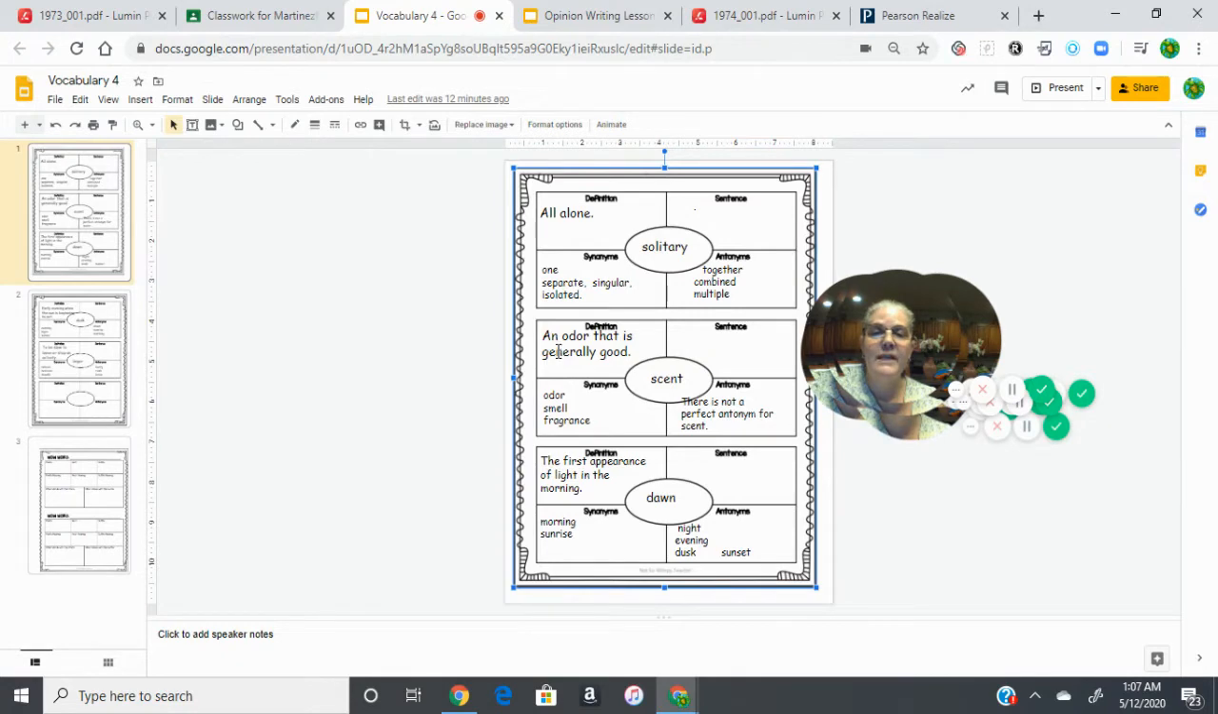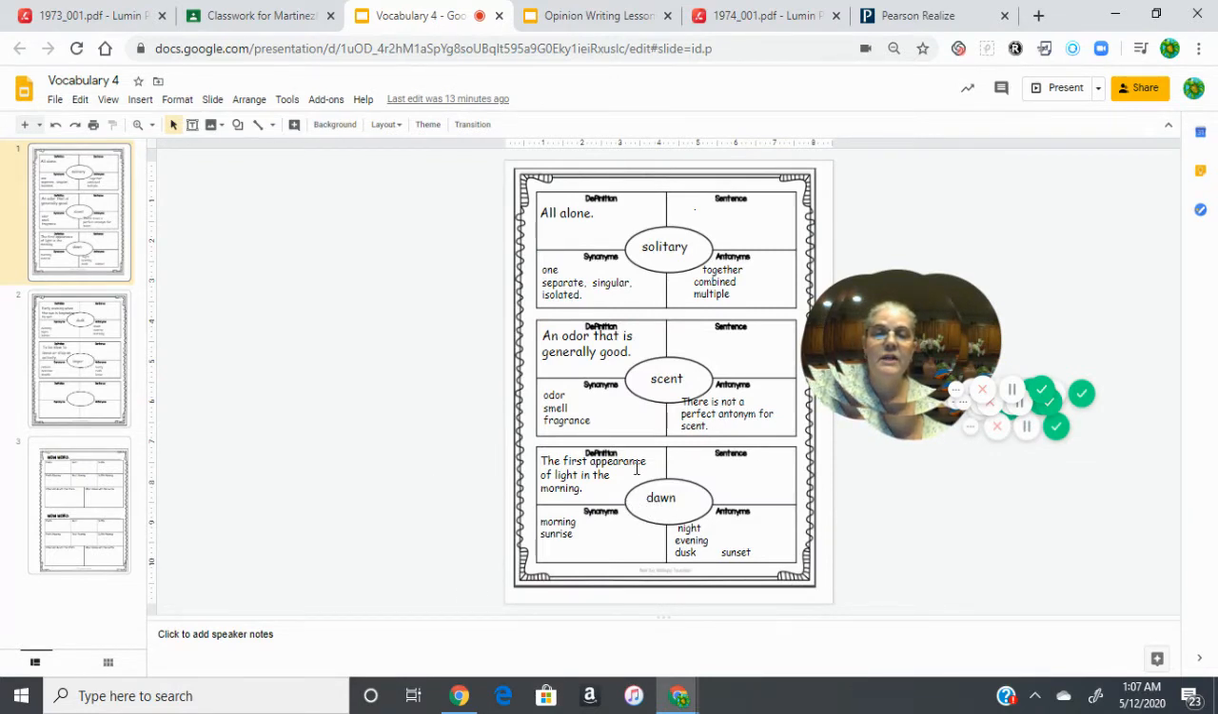Then we have the word scent, an odor that is generally good, which, interesting, the word odor makes you think that it's going to be a bad smell. But odor is generally a smell. So synonyms, odor, smell, and fragrance. And then for antonyms, there is not a perfect antonym for scent. Or this isn't one that we could say the opposite of being able to smell a fragrance. There isn't one.